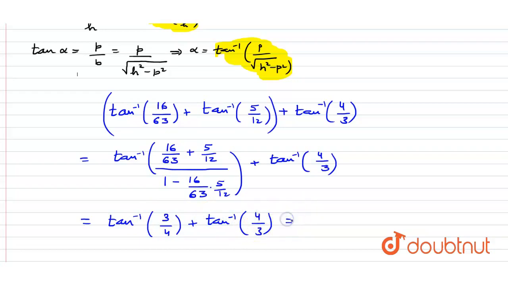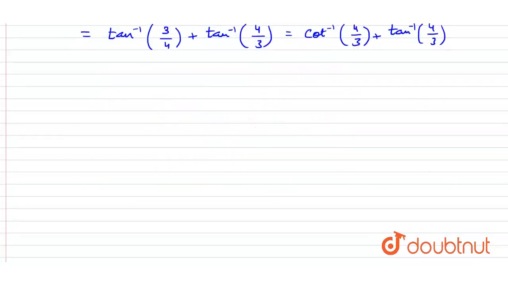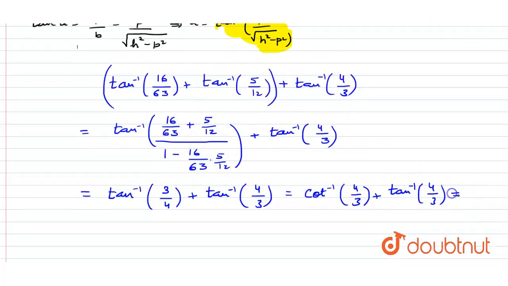Now we can directly see that tan inverse of 3 by 4 can be written as cot inverse of 4 by 3, and the next thing is tan inverse of 4 by 3, and this whole thing is equal to pi by 2. Hence pi by 2 is the required answer.